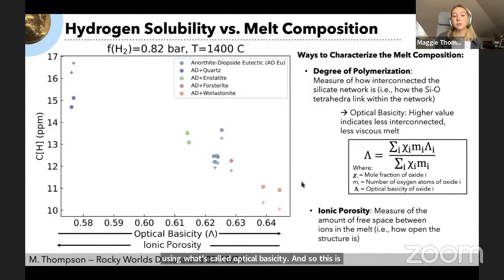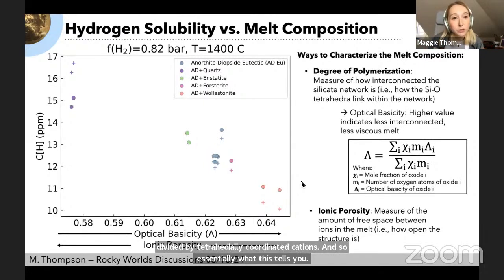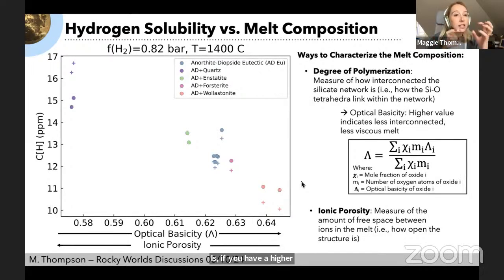Another term that is very similar and behaves very similarly to optical basicity is NBO over T, non-bridging oxygens divided by tetrahedrally coordinated cations. Essentially, what this tells you is that a higher value of optical basicity indicates that your melt, in terms of the silicon oxygen network, is less interconnected and the melt is less viscous.